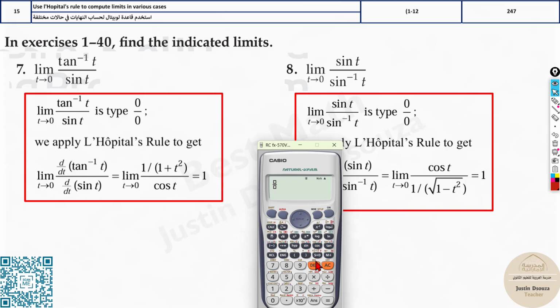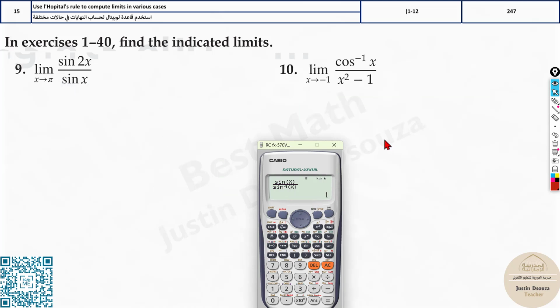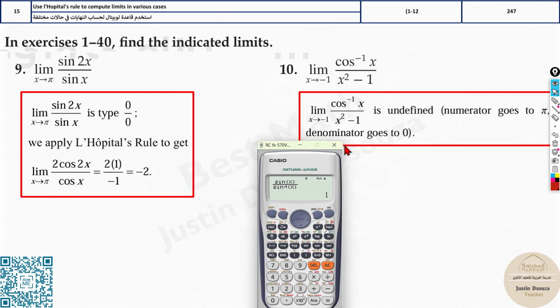It's sine, sorry, it's not cosine, it's sine x, close the bracket, divided by sine inverse, which is given by shift and sine, then x, close the bracket. Now calculate it at 0.0001, you get 1, and you can also calculate it at minus 0.0001, you're getting the same one. If at all you get two different answers, that means the limit does not exist. It's the same thing over here. You write 2 before x, and you can see the values.